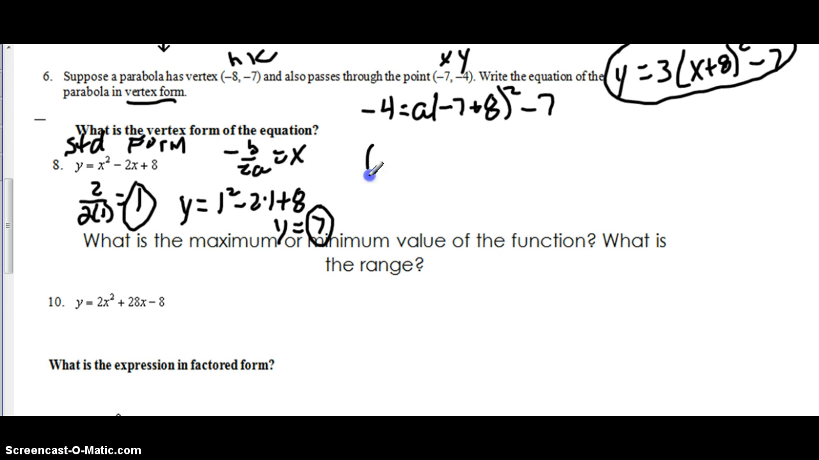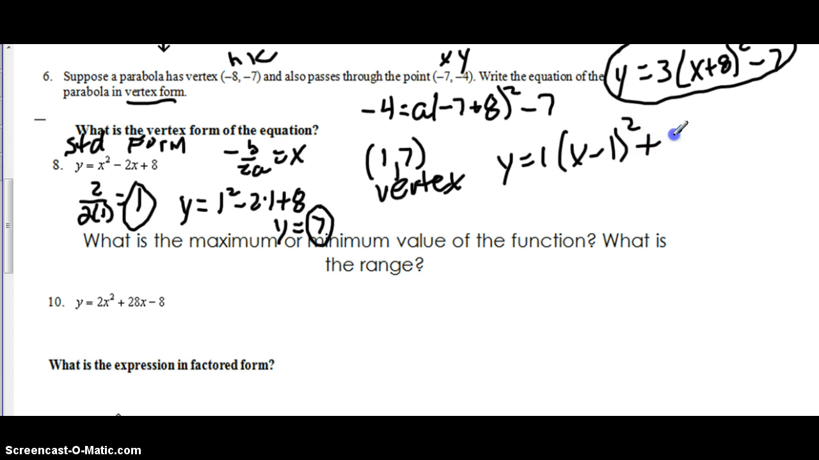And our vertex is going to be (1, 7). Now we need to put it into vertex form. Y equals a, there's our a value right here, times (x minus h) squared plus 7.